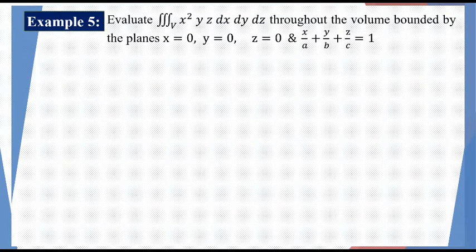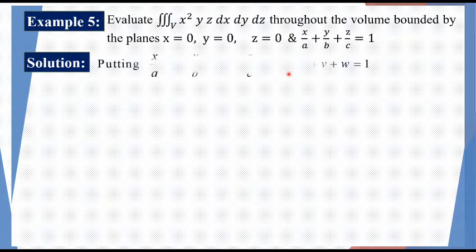Evaluate the triple integral of x square yz dx dy dz throughout the volume bounded by the planes x equals to 0, y equals to 0, z equals to 0, and x upon a plus y upon b plus z upon c equals to 1. So from here, first we have to change this equation in the appropriate form.